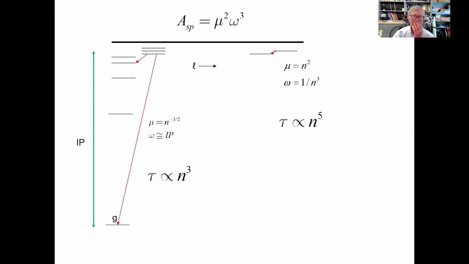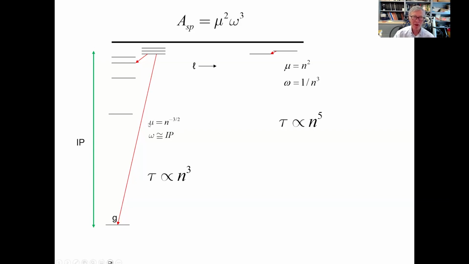And if I consider, say, a P state, it can decay to any of these states, but in fact the mu squared term, the omega cubed term, basically completely dominates it. And so you can see that it doesn't really matter whether I start from this state or one up here. Omega is basically the same. So omega has no frequency dependence.